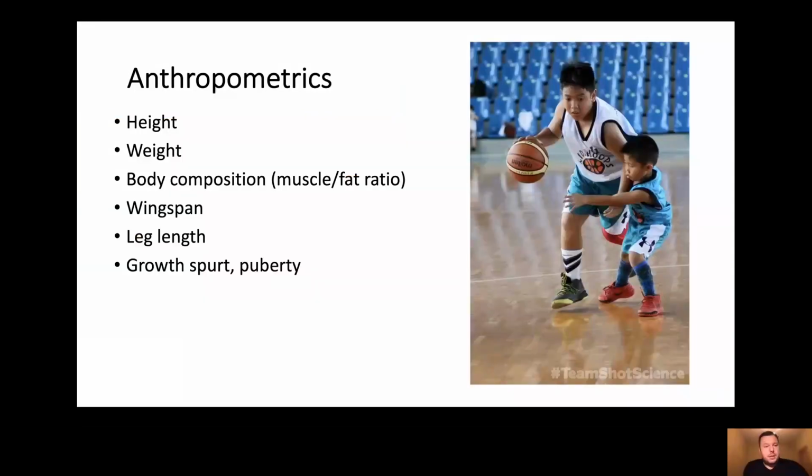So anthropometrics, what are the important things? I think height and weight, yes, it's important. The body composition, in terms of muscle and fat ratio, if it is possible to measure, yes. Wingspan, leg length, growth spurt, and puberty. So these things actually put the children in an unequal position, as it's seen here in the picture. So it's very important to analyze, to check these things, and to plan how it's going to be in the future.